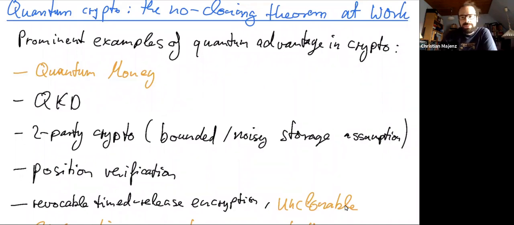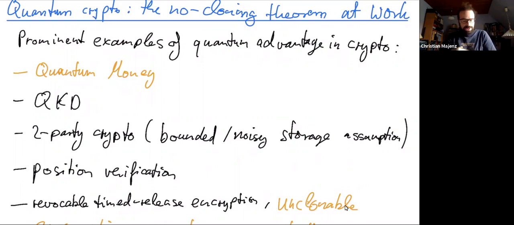The historically first example is that of quantum money. So this is the idea of using quantum states as bills for a digital money system, and the main property of quantum mechanics that is used is the so-called no-cloning theorem. So the idea is that these bills cannot be forged by other means, and they cannot be copied by means of the no-cloning theorem.